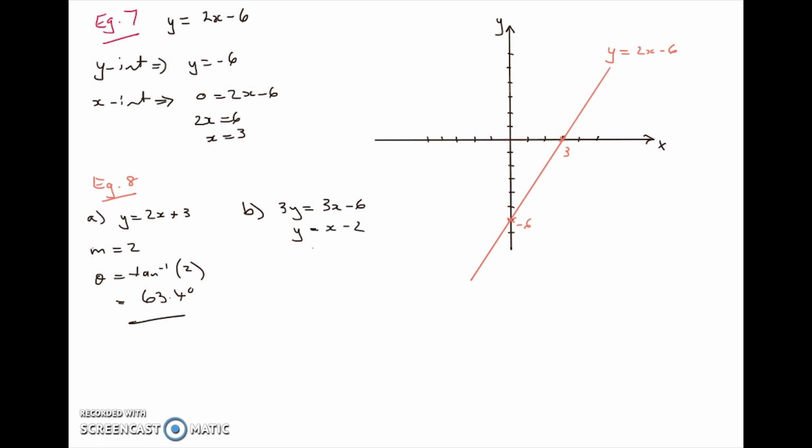And we can see from that that our gradient is 1. So using theta equals tan inverse of 1, we can put that in our calculator and get an answer of 45 degrees.